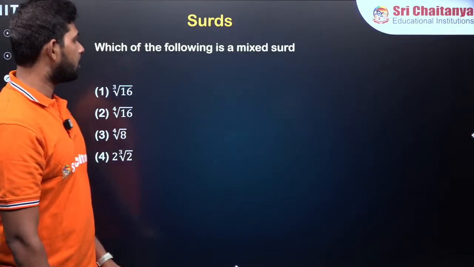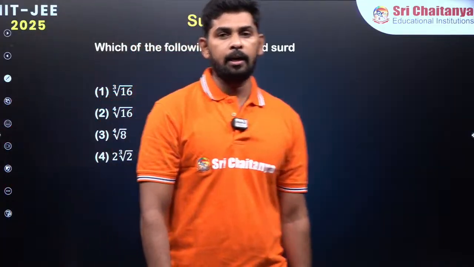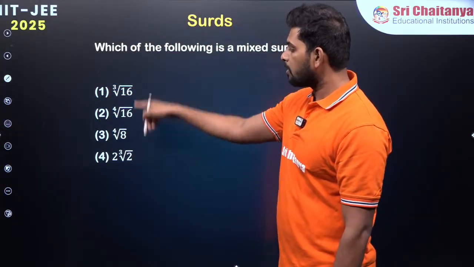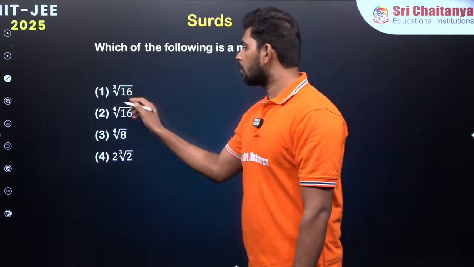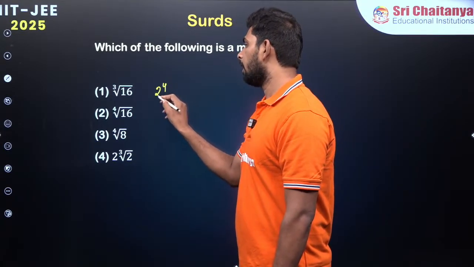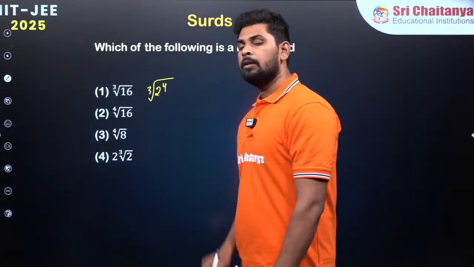So that is how we classify these surds, and let us find which are the mixed surds out of these four surds. Now you can see the cube root of the surd, you can write it as 2 power 4 here, and the cube root of 4 is there.